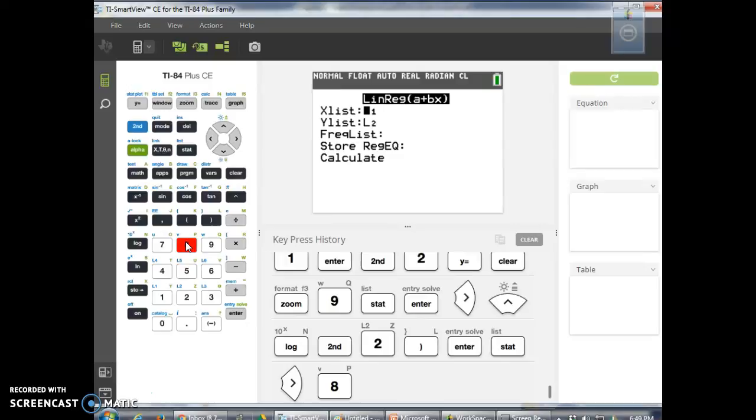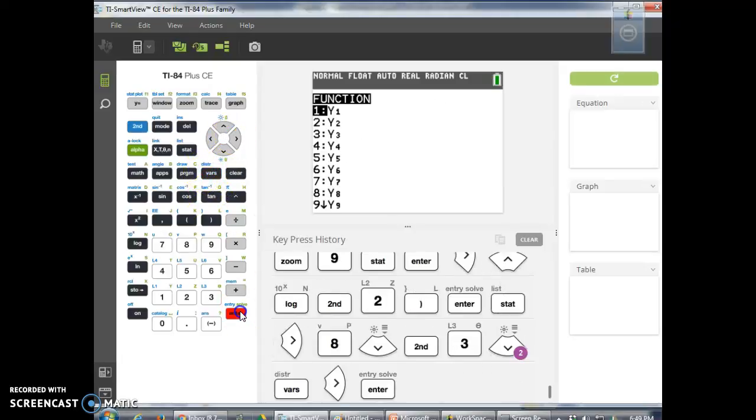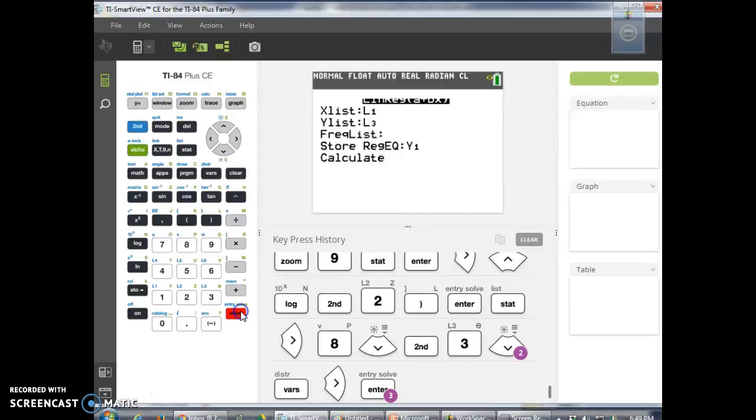Option 8, and I'm going to do list 1 versus list 3. And I'm going to store the regression, vars, y vars, and I'm ready to run this. Okay, and here's my regression output. So again, you want to write down your y-intercept, your slope, your r-square, and your r, because you're going to need these to make sure this is the appropriate model. You're going to need your r-square and your r.